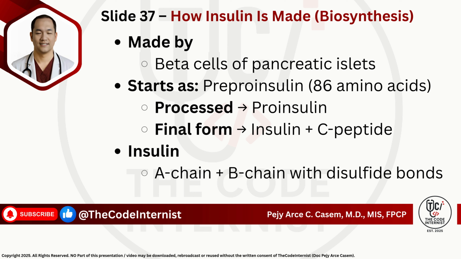Insulin production begins inside the beta cells of the pancreas. It starts as a big, inactive protein called preproinsulin, which gets trimmed down to proinsulin. From there, it's further processed into the active hormone insulin, along with a companion molecule called C-peptide. The insulin molecule has two chains, the A and B chains, linked together by disulfide bonds. Both insulin and C-peptide are stored and released together when needed.